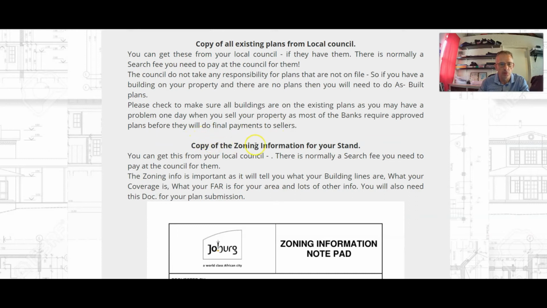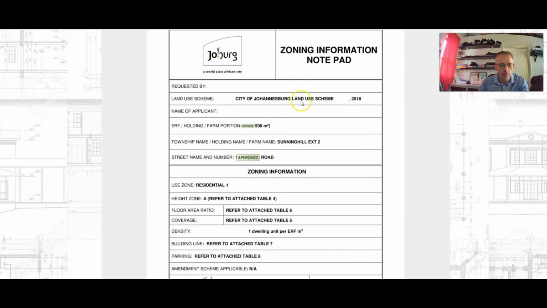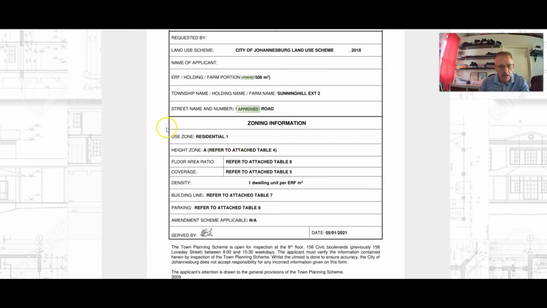Second thing that you'll need is a copy of your zoning information for your particular stand or your area, and that you also get from the council. Here is an example of zoning information. City of Johannesburg's zoning information. It gives you your stand number. I've blocked these out because obviously this is a previous customer's information. Township, which was Sunninghill, the street address. You then have your use zone, which this was the residential one.